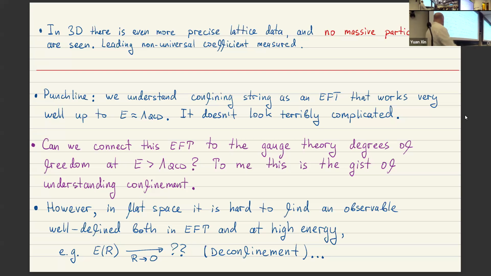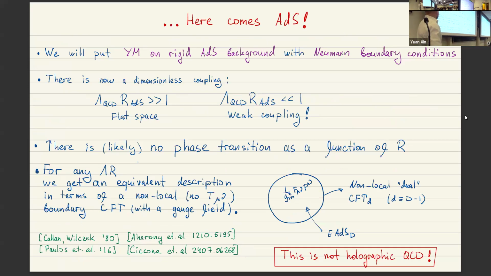Of course, there are some modifications of this procedure, possible ways to get around, but I'm just saying the most naive thing fails, right? For an obvious reason. And here comes anti-de Sitter space. So now instead of putting our QCD on a circle, we're now proposing putting it in a rigid AdS background, okay? And then let me pick Neumann boundary conditions.